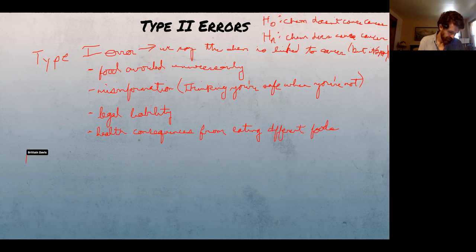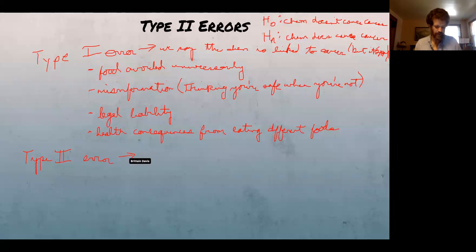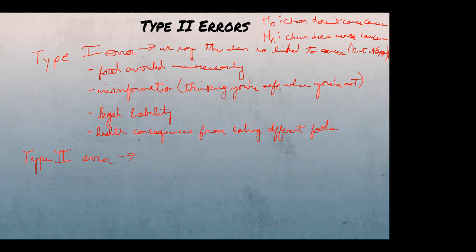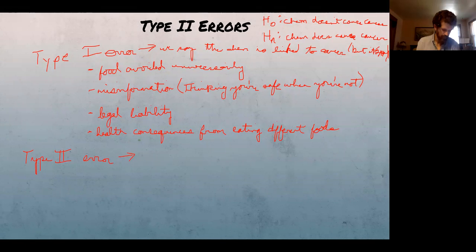All right, so the type 2 error. We have failed to reject the null when we should have. So now in this scenario, what does that look like? It is a carcinogen, but we didn't announce that. There you go. So we say it is not linked to cancer, but it is.